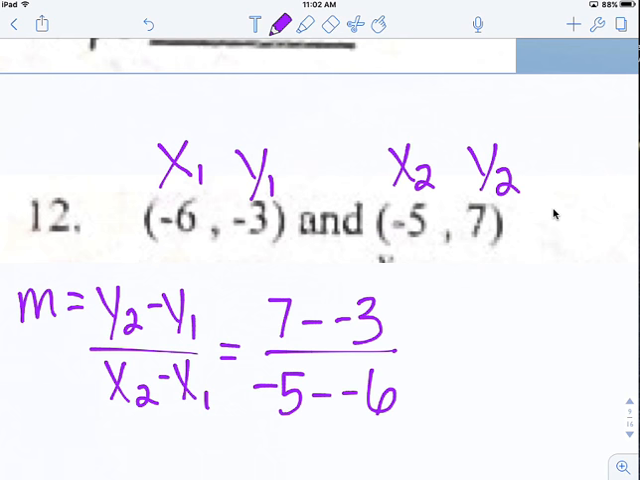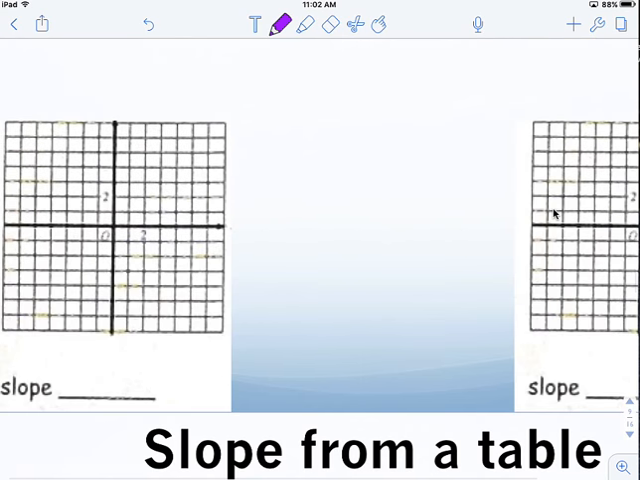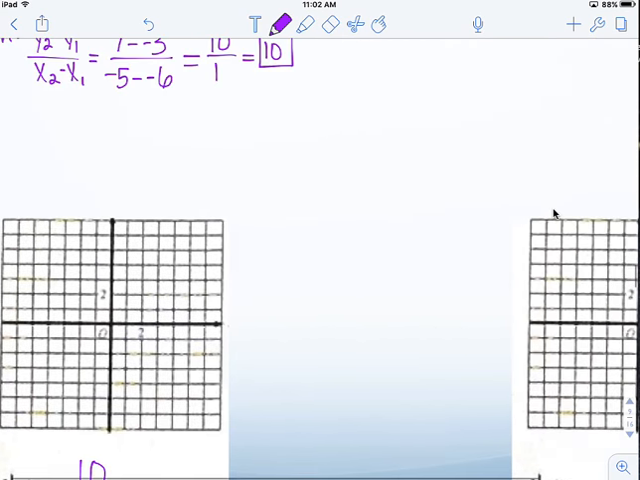A common mistake here is people put x over y. Remember, the formula is always y over x. We always rise before we run. This right here is going to reduce to 10 over 1, which is the same thing as 10. If you need to graph this on the graph to double check, go for it, but for the sake of time, I'm going to keep going. Either way, you should get positive 10.